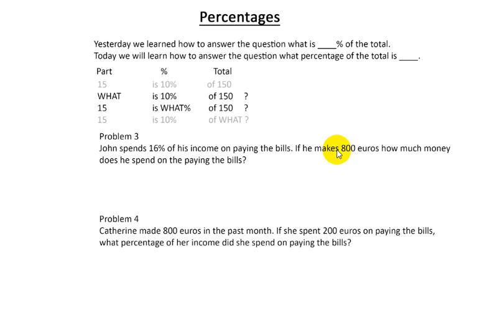Okay, so you solved them, and you're back to see how they're solved. So, problem number 1. If you read carefully, you'll notice that this problem gives you a percentage. That means right away that we're in this category. We're in the first kind of problem, the kind that we solved yesterday. It tells us that John spends 16% of his income, which is 800 euros, on paying the bills. And it asks us how much money that is. So we want to find 16% of 800.